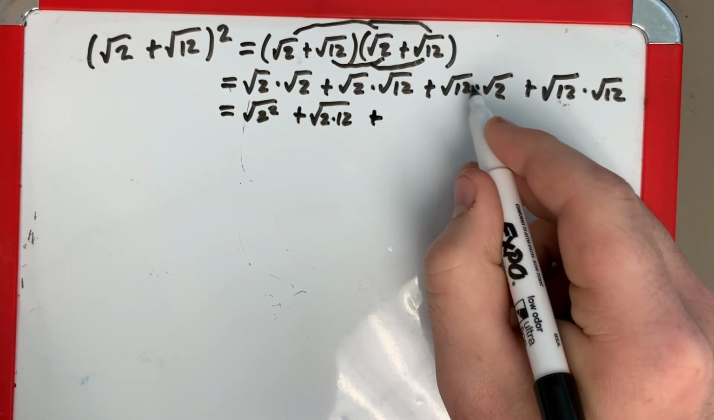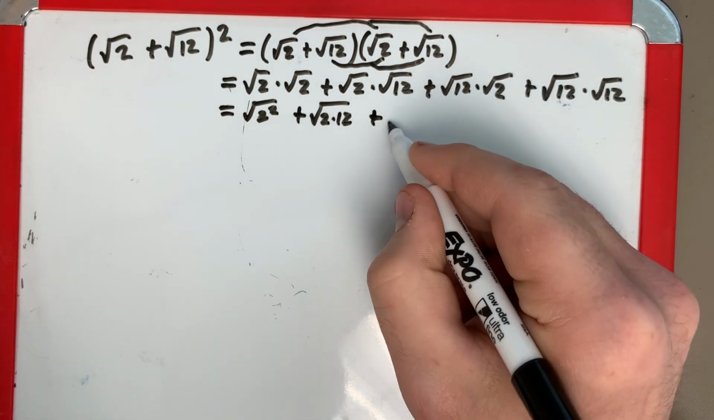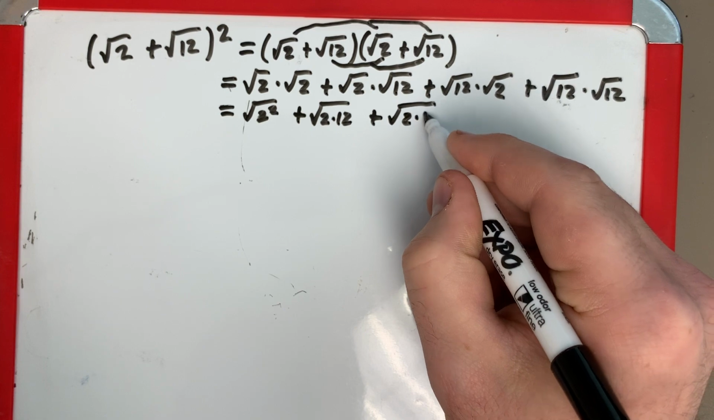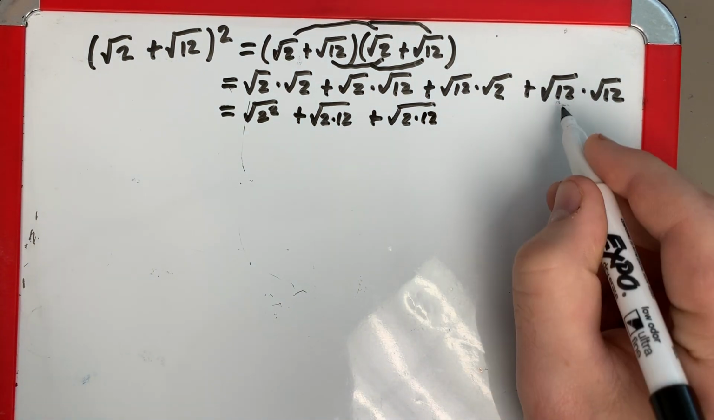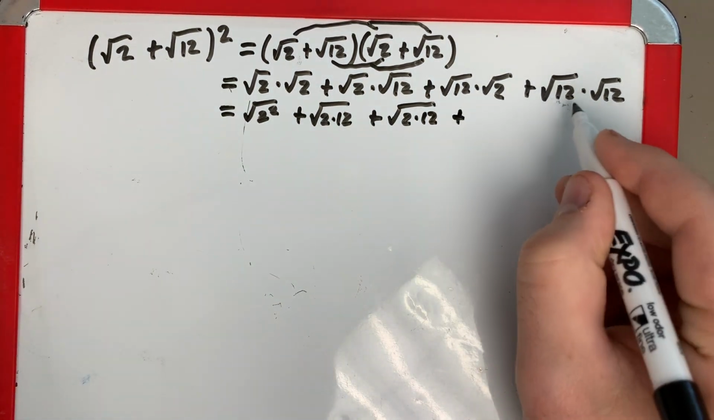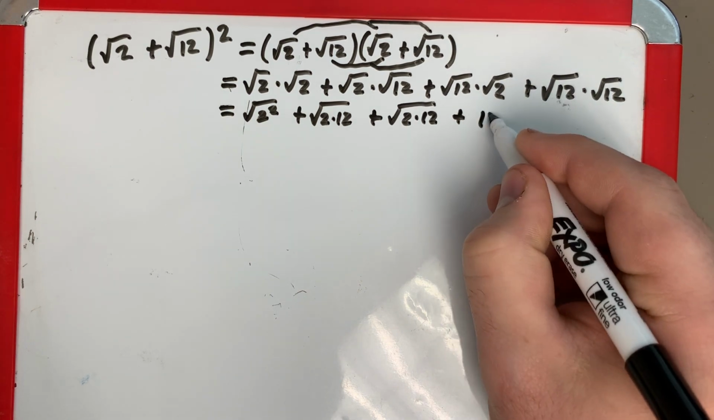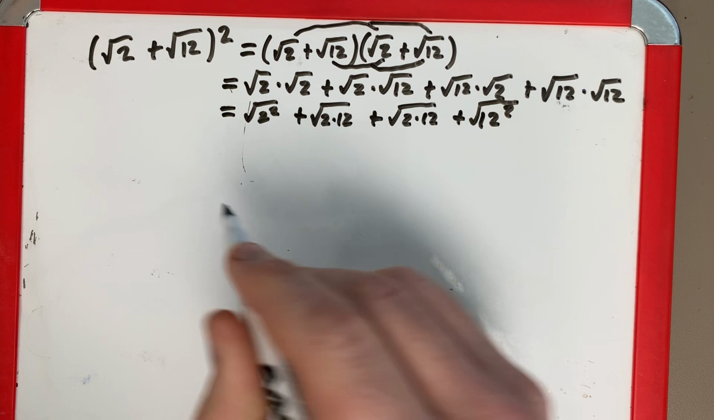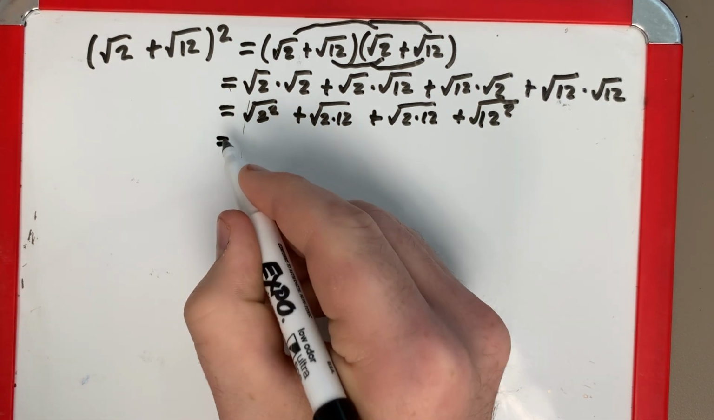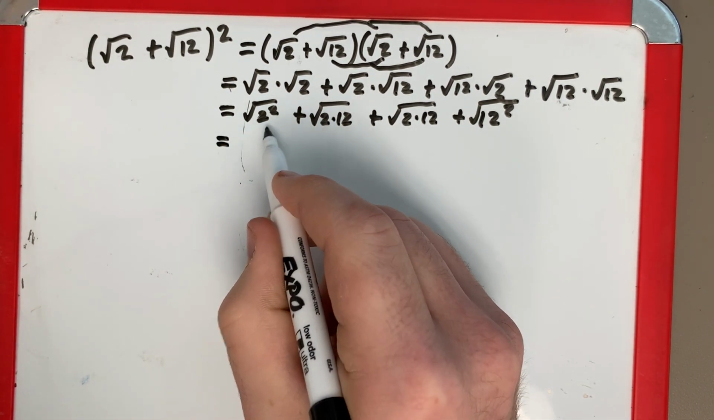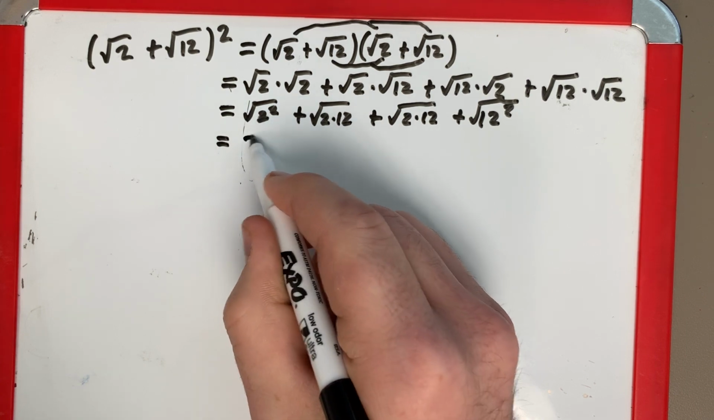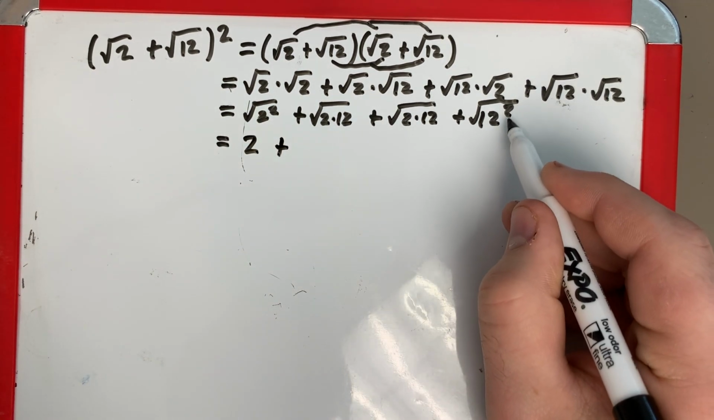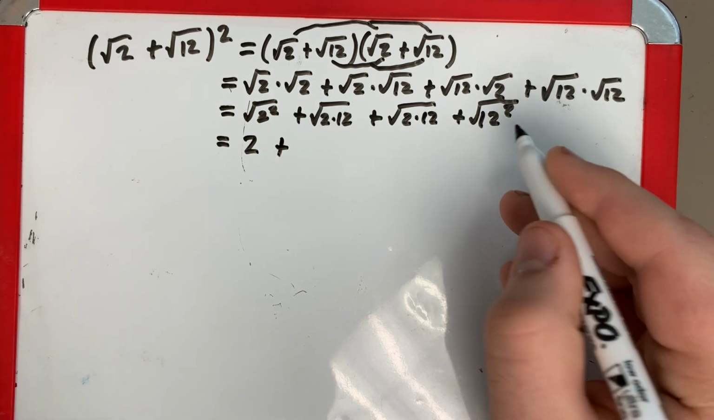So we're just combining this, putting it all under one roof using the product rule. Similarly here we have root 12 times root 2. That's the same thing as radical 2 times 12. And then the last term we have radical 12 times radical 12. That's just 12 squared and then square rooted. Okay, so simplifying in any way we possibly can, we have 2 squared, square rooted, that's just 2. And we also have 12 squared, square rooted, that's just 12.